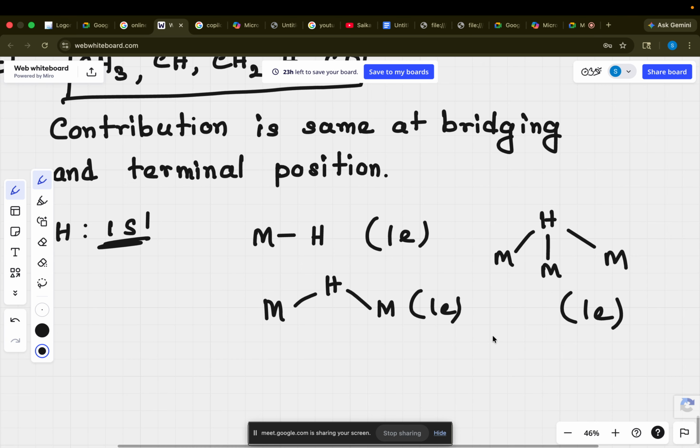This kind of system is known as what? A 3 centered 1 electron bond.